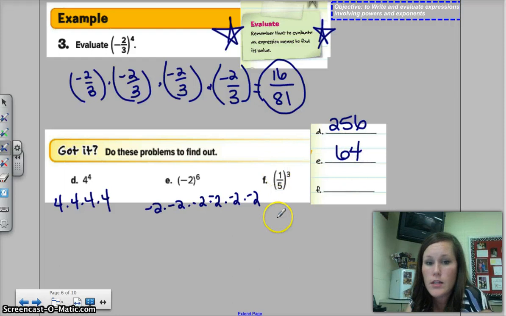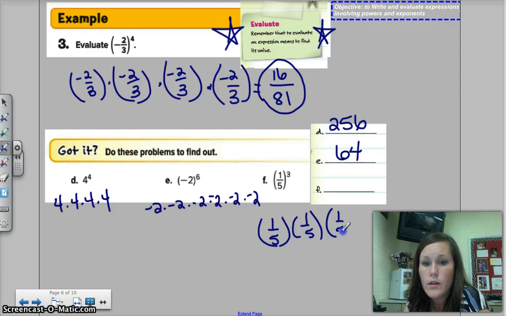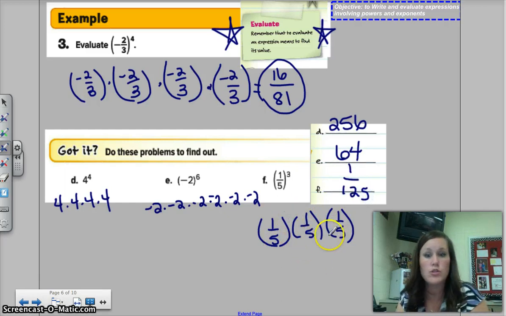And last but not least, 1/5 times 1/5 times 1/5 is going to multiply straight across numerators, straight across denominators. 1 times 1 times 1 is 1. 5 times 5 times 5 is 125. Again, you can use your calculator to do the math. I just want you to show what you did.